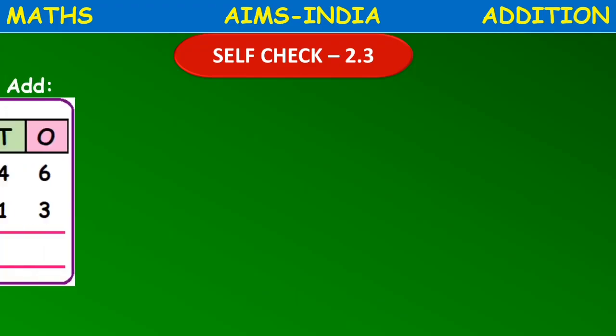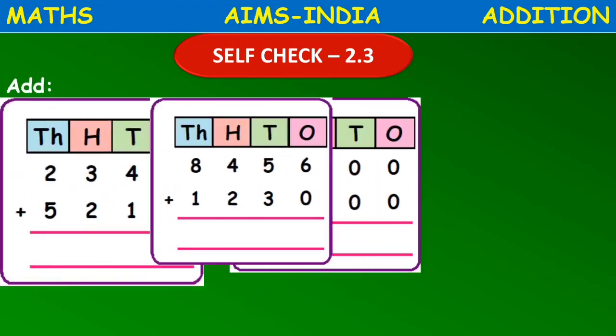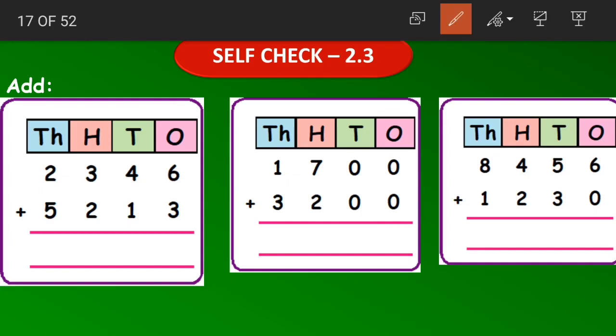Moving on again. Here also, I removed the first question which I solved. So starting from this question, in the ones place, we have 6 plus 3, which is 9. Then in the tens place, we have 4 plus 1, 5. In the hundreds place, we have 3 plus 2, which is nothing but 5 again. In the thousands place, we have 2 plus 5, 7. 7559 is the answer.